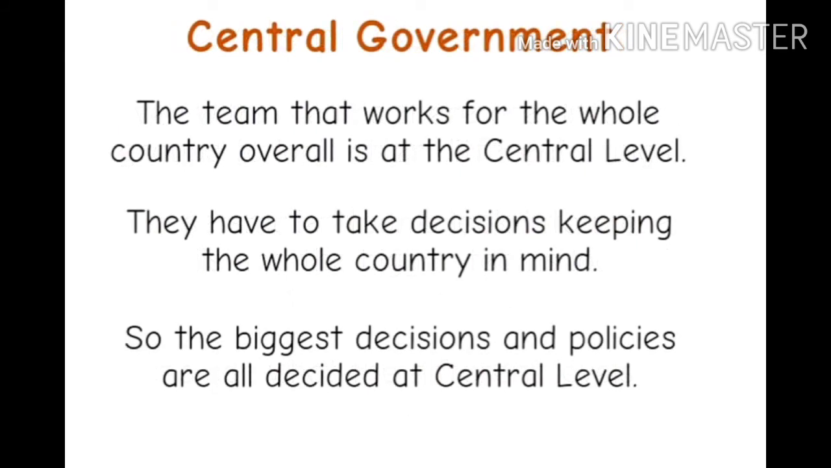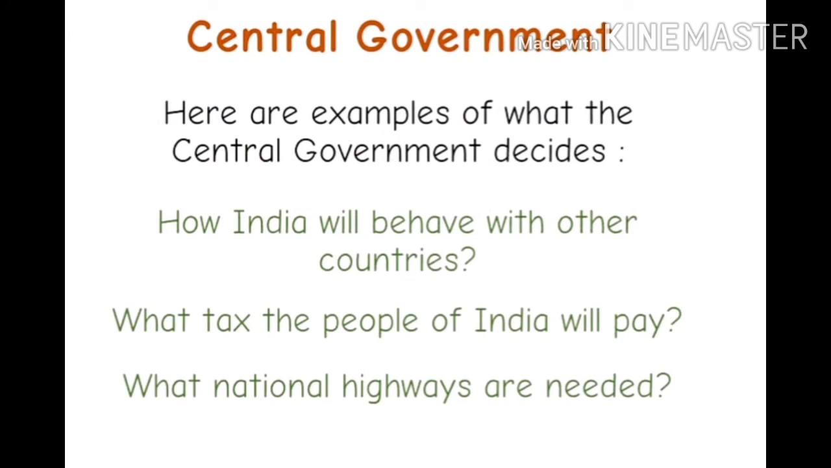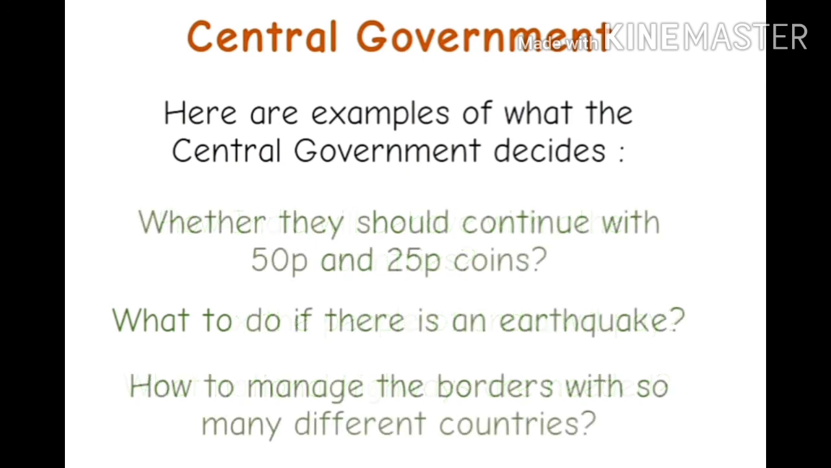Central government. The team that works for the whole country overall is at the central level. They have to take decisions keeping the whole country in mind. So the biggest decisions and policies are all decided at central level. Here are examples of what the central government decides. How India will behave with other countries, what tax the people of India will pay, what national highways are needed, whether they should continue with 50 paise and 25 paise coins, what to do if there is an earthquake, how to manage the borders with so many different countries.